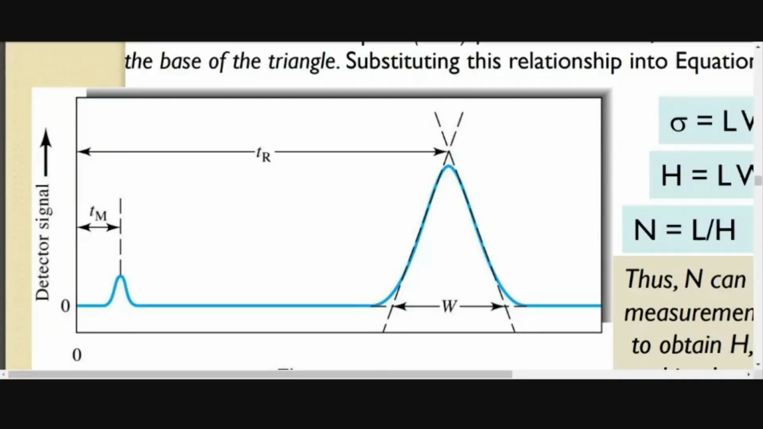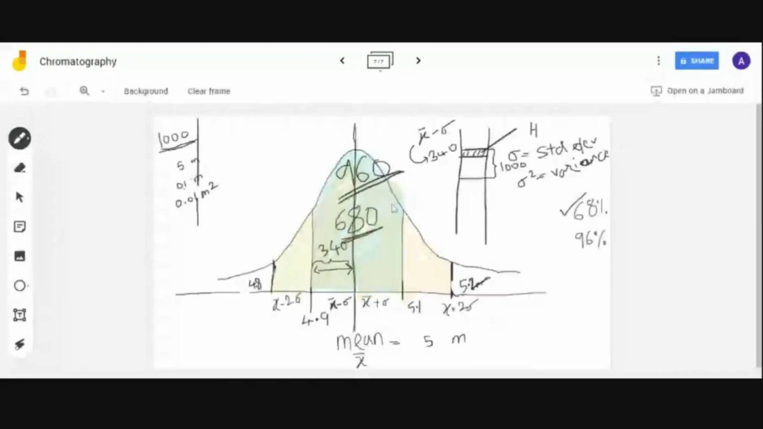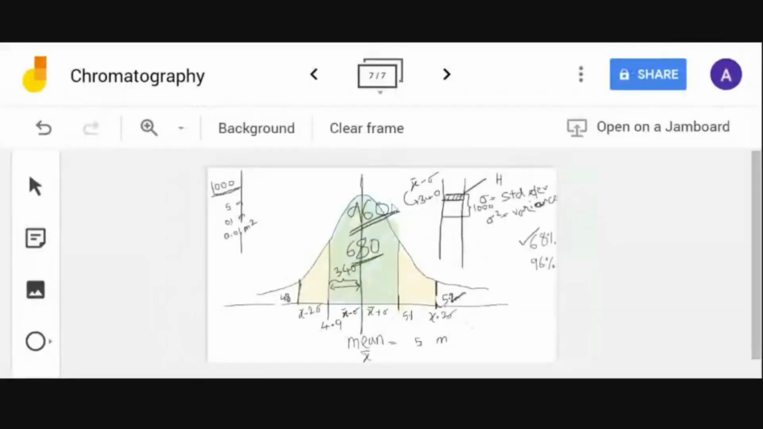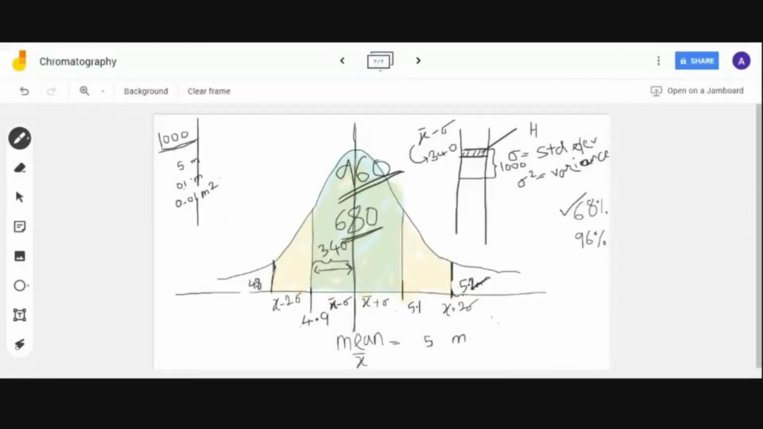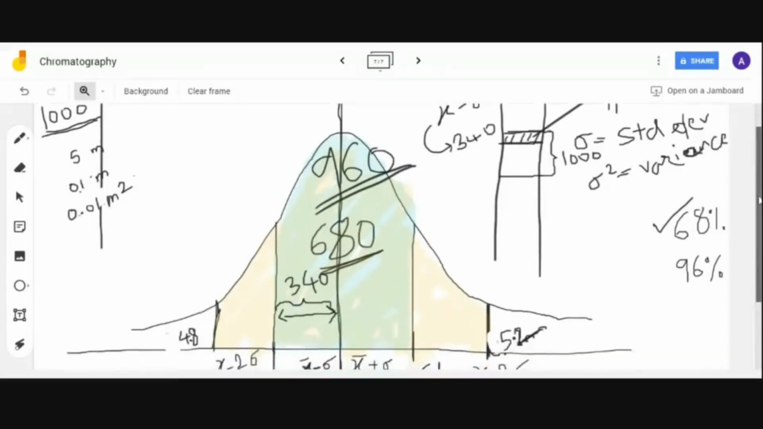Coming back to this diagram, I don't know if I can zoom it or not. No, I cannot zoom it. I'm sorry, it zoomed out. Okay. Oh yes, there is a zoom function here. Okay, I found it. Very good.